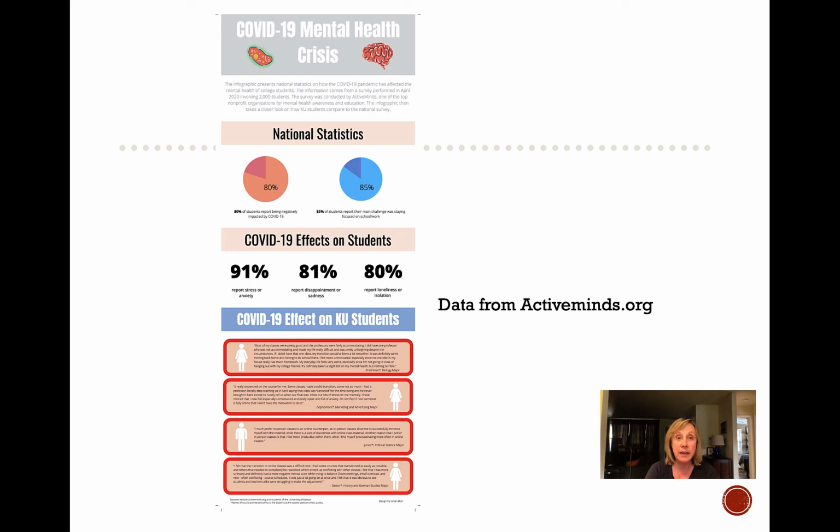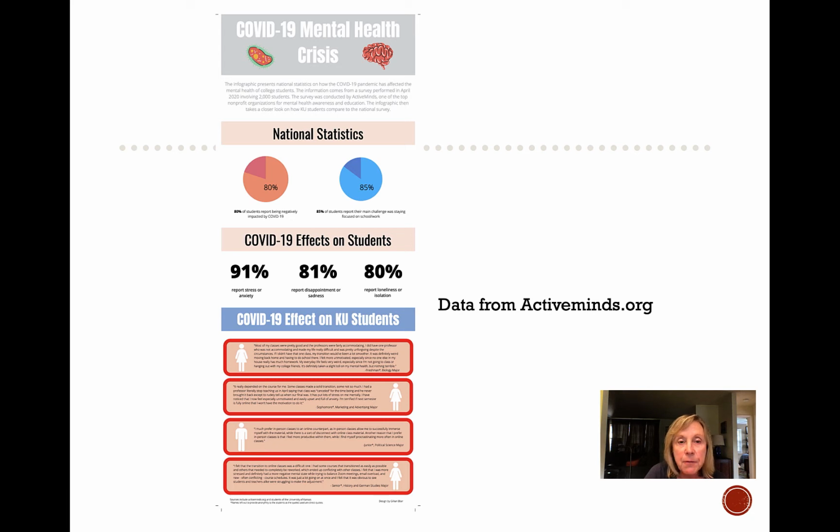But here's an example from an infographic that a student did last spring. What she did was she sought out data from activeminds.org to show how students were being affected by the mental health crisis. It's a little bit hard to see, but in these pie charts, it's two separate charts. We have 80% of students reporting being negatively impacted by COVID-19. And what is represented here, 20%, right? This 20% of students report that they're not negatively affected.